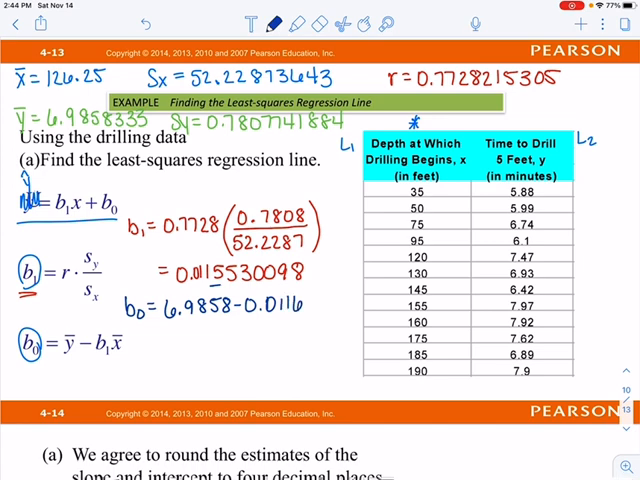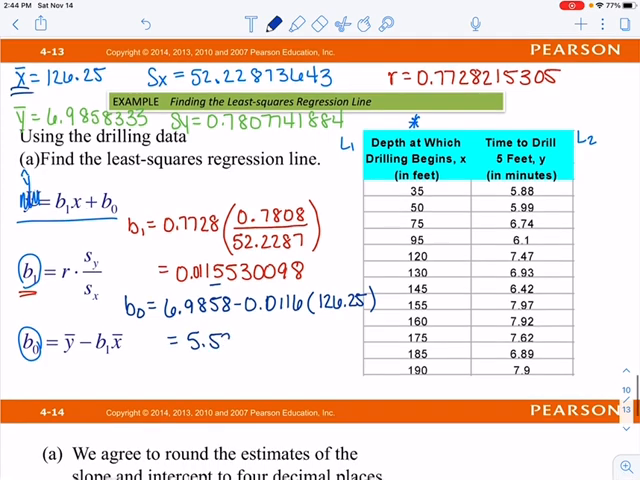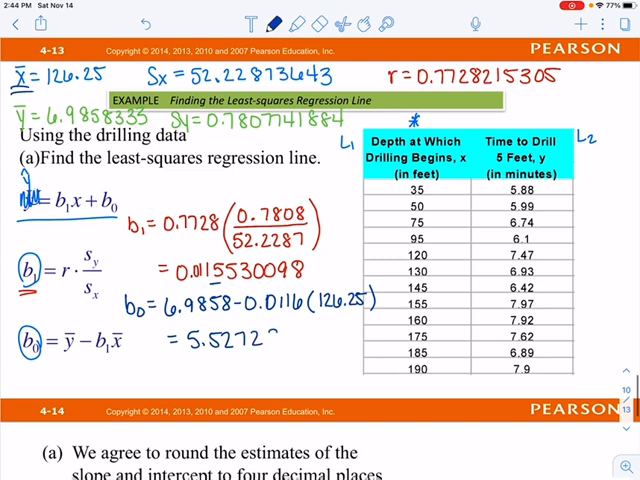Okay, so that's going to be 0.0116 times 126.25, and again, that's coming from x with the bar up at the top here. Okay, and when you chuck that into the calculator, you're going to get an answer of 5.52723. Okay, so that is going to be your b sub 0. So now we have b sub 1 and b sub 0. So now we're going to go back and we're actually going to answer the questions.